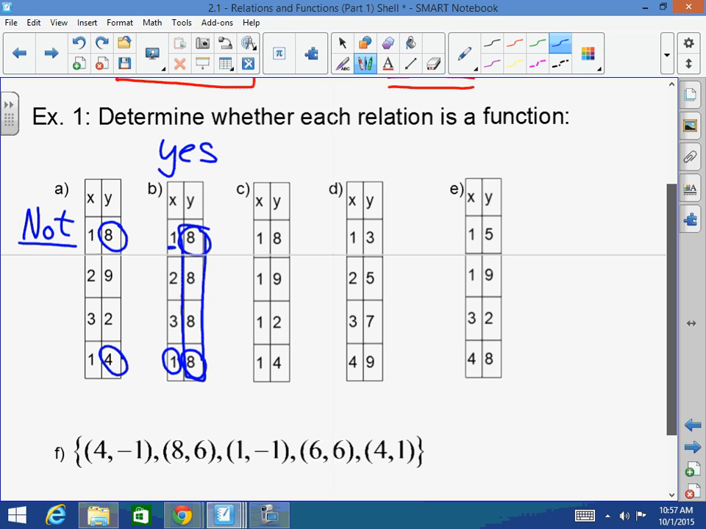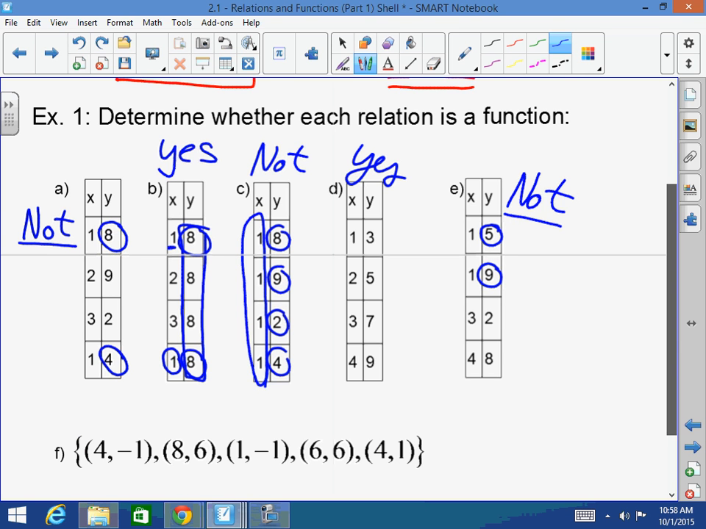However, let's look at C. (1,8), (1,9), (1,2), (1,4). This is not a function. I cannot have different y's for the same x value. How about D? (1,3), (2,5), (3,7), (4,9). Yes, function. How about letter E? (1,5), (1,9), (3,2), (4,8). No, I cannot have different y's for the same x value. So this is not a function.